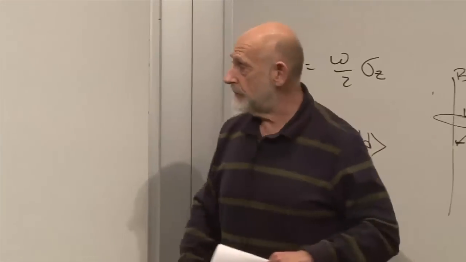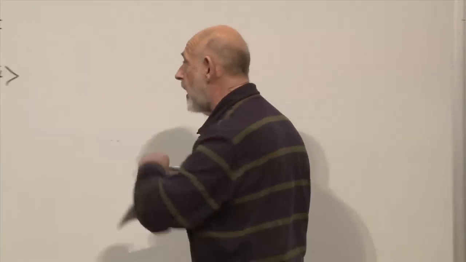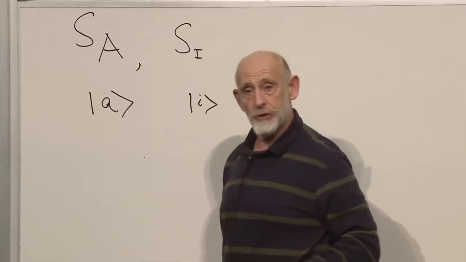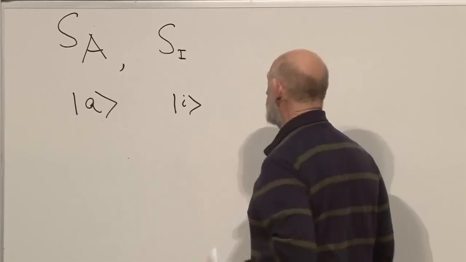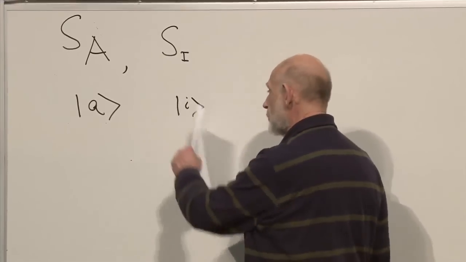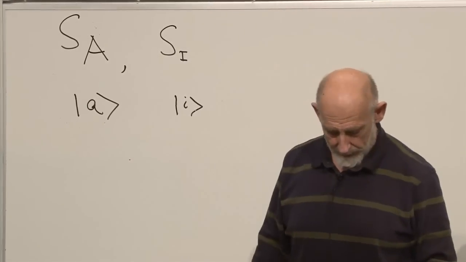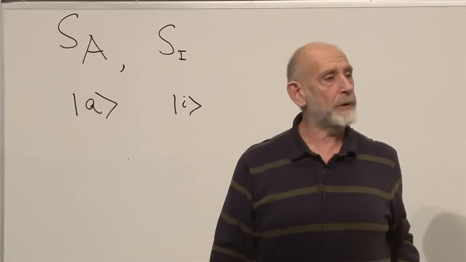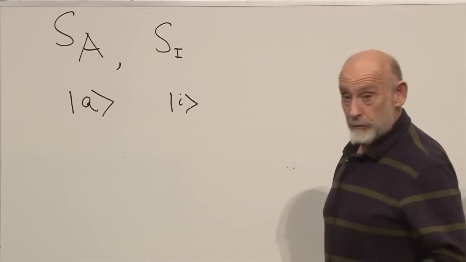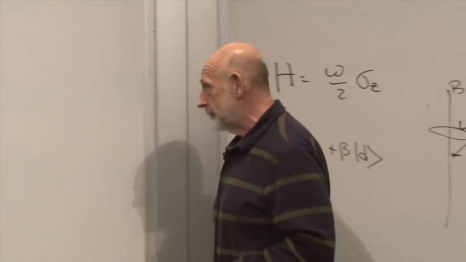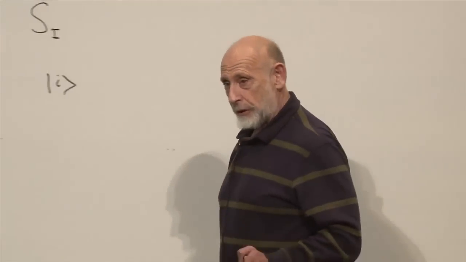Any state of system A, if you didn't have I, would be a superposition of these basis states. Any state of system I would be a superposition of these basis states. Okay. How do we put the systems together and make a single quantum system? Well, I'm going to tell you what the rule is. I'll give you a cookbook rule, but it's pretty compelling, and it is the way real things work.